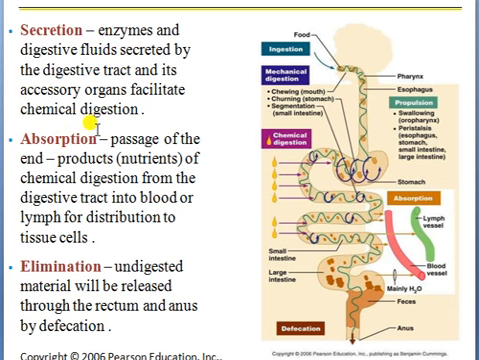After digestion, absorption takes place. Only small components are absorbed. The main site of absorption is the intestine. Then after absorption, undigested material is eliminated through the rectum.